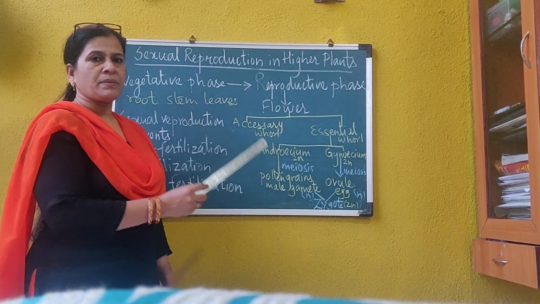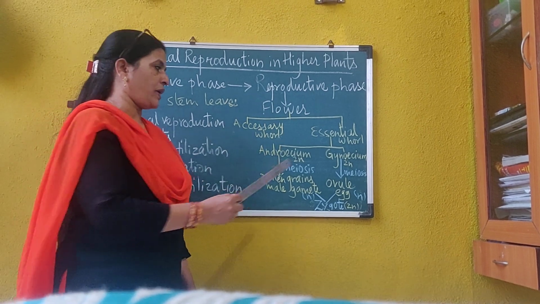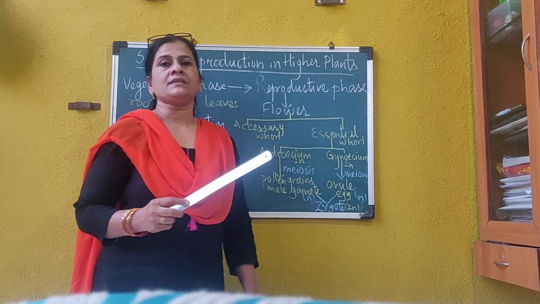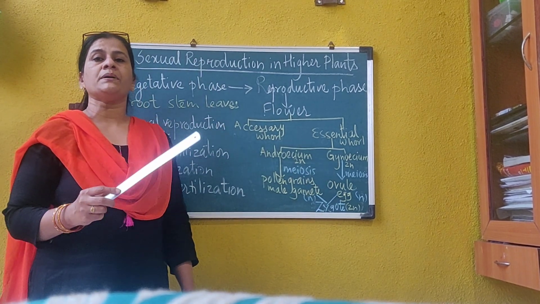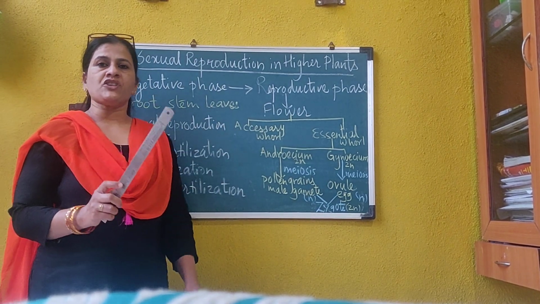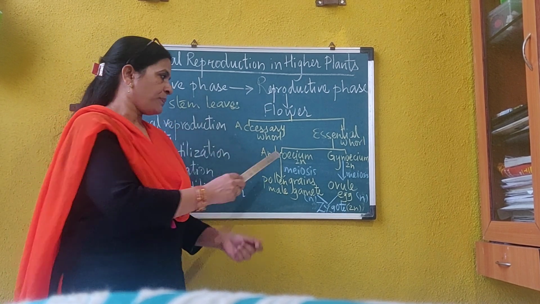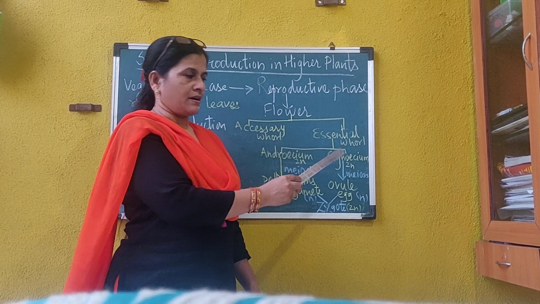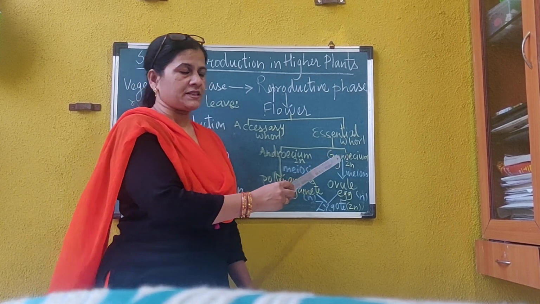Both androecium and gynoecium are diploid. Now what is the meaning of diploid or 2N? Is the cells having double set of chromosome. Each and every chromosome is in pair. Androecium and gynoecium are male and female reproductive part respectively.